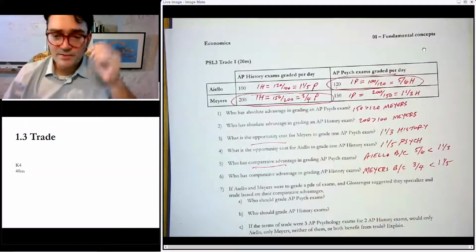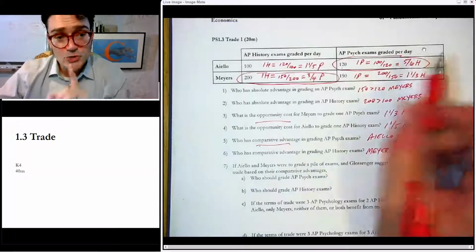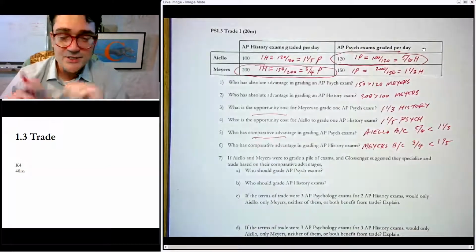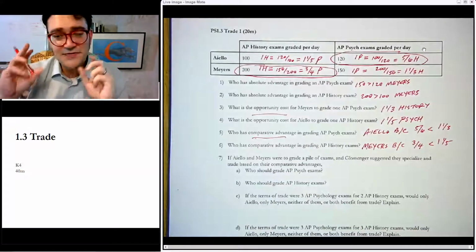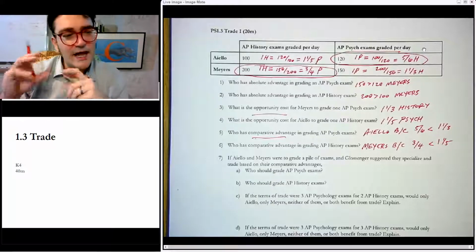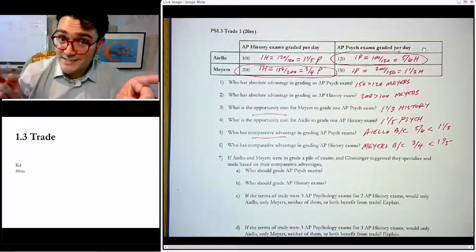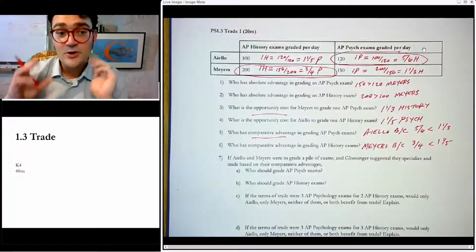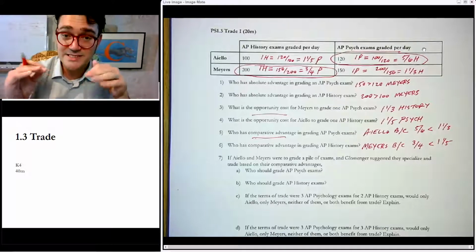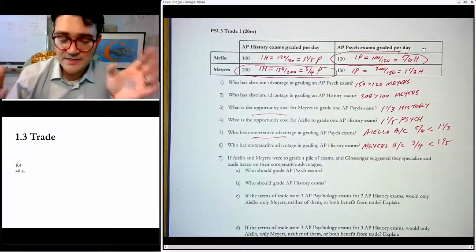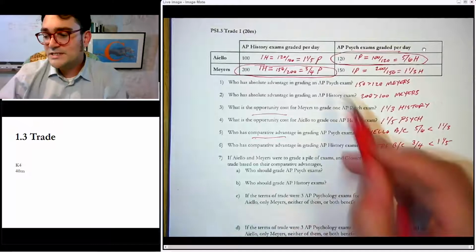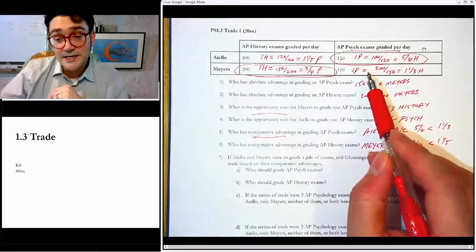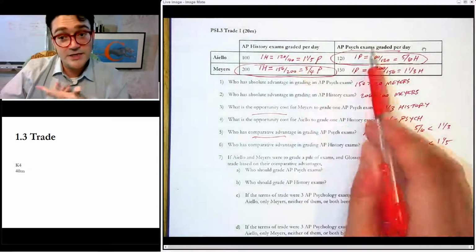Now, I told you there's a quick and dirty method. The quick and dirty method is to know something. Know this, number one: you can never have comparative advantage in both things. You just can't, right? And in fact, if you ever get a problem where they mathematically tie, then neither one has comparative advantage. So it's possible for each person to have comparative advantage in one thing, or for both of them to have it in neither thing because they tie. But you can't have it in both. It's mathematically impossible. So you're always going to have one person be one and one person be the other. So Aiello could be history and Myers could be psych, or Myers could be history and Aiello could be psych.